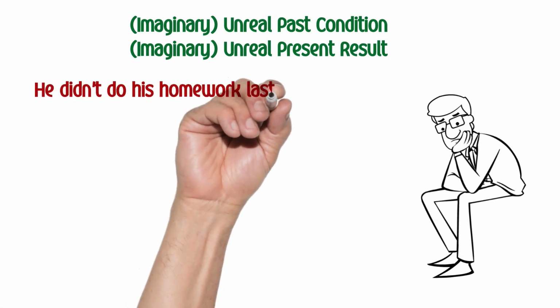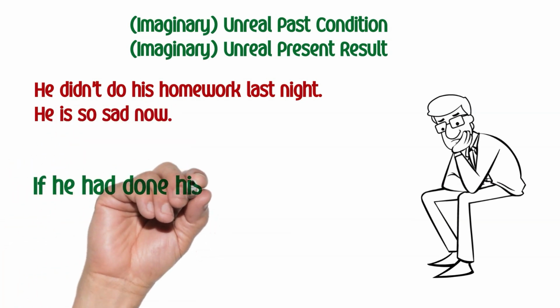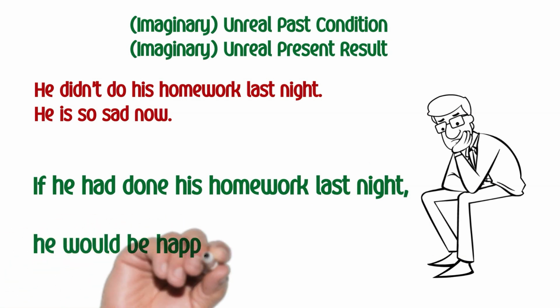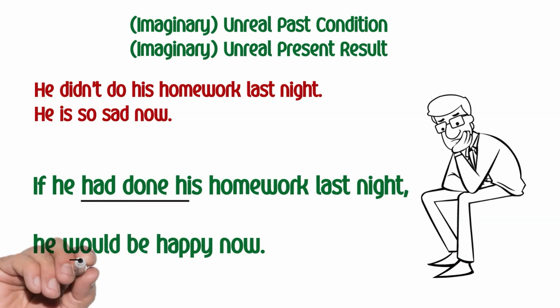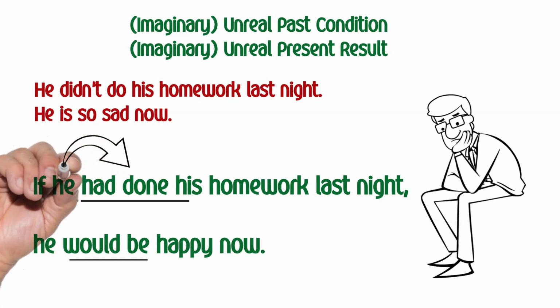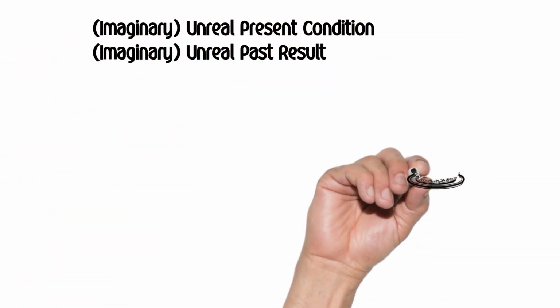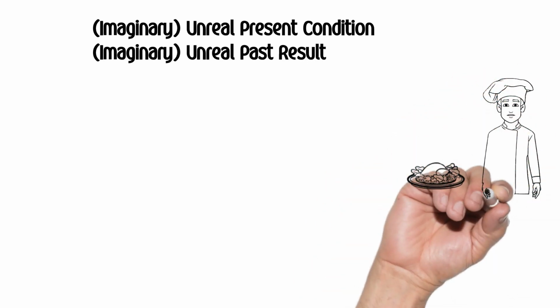This person, he didn't do his homework last night. He's so sad now. If he had done his homework last night, he wouldn't be sad, he would be happy now. As you see, in the past, he hadn't done something, and as a result, the imaginary situation is in the present. And an imaginary present condition with an imaginary past result.